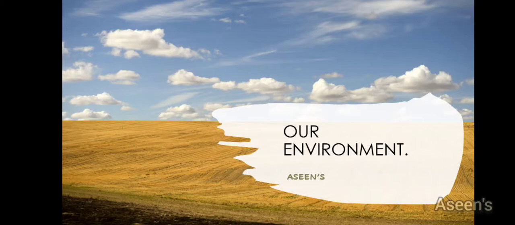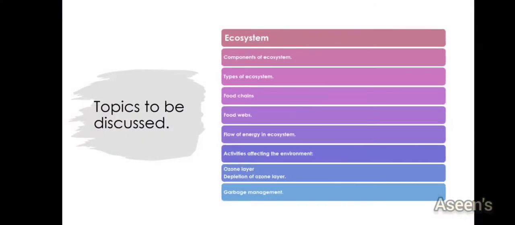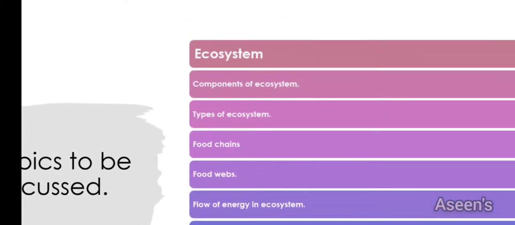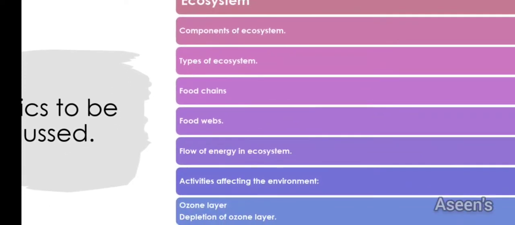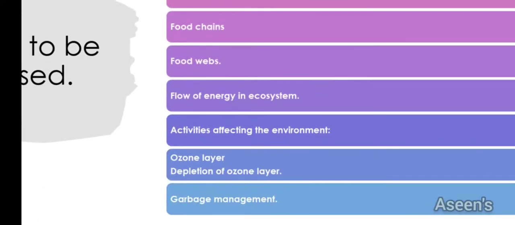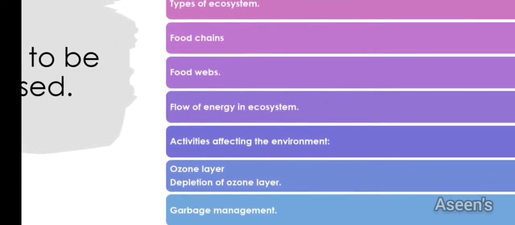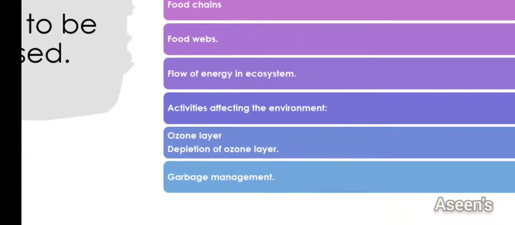So, in today's video, we will be talking about our environment chapter from part 1 book. Under this chapter, we are going to go through the following topics: ecosystem, components of ecosystem as well as their types, then comes food chains, food webs, then comes flow of energy in ecosystem, how energy is moving from one level to another. We are going to see that. Then comes activities affecting the environment such as ozone layer. We'll be talking about ozone layer in detail regarding its depletion as well. And then lastly, garbage management.